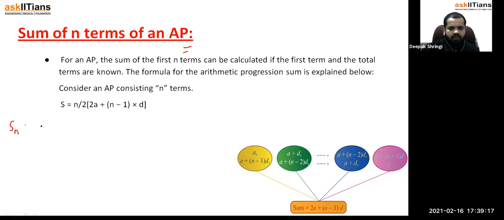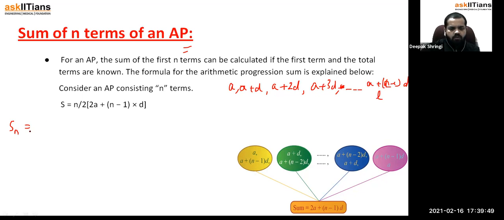Sn is nothing but this. If your AP is given, let me write your AP. Your AP will be A, then the second term will be A plus D, the third term will be A plus 2D, the fourth term will be A plus 3D, and so on till A plus n minus 1 into D, or just write L.